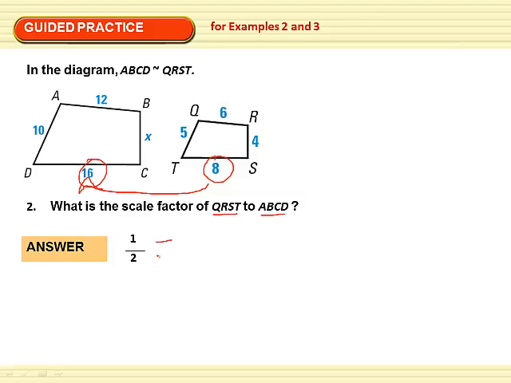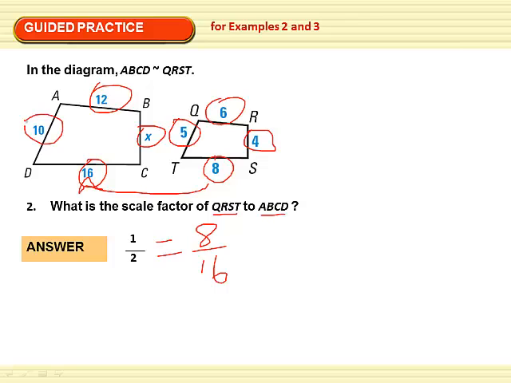So you have to set up 8 is to 16, or 6 is to 12, or 4 is to x, or 5 is to 10. You have to set up and be consistent, because we start with this one here first, and we end up here second. So this one has to go on top. This one here has to go on the bottom.